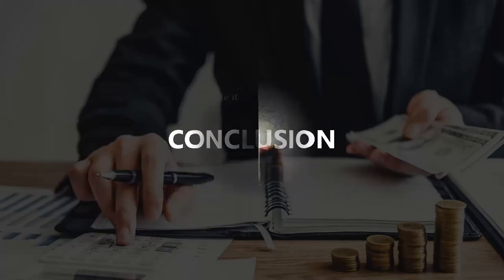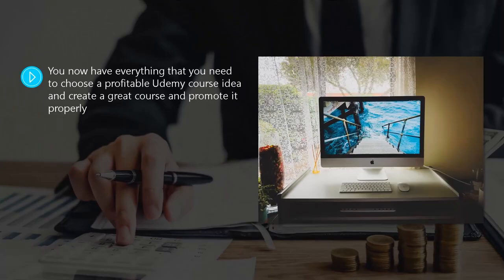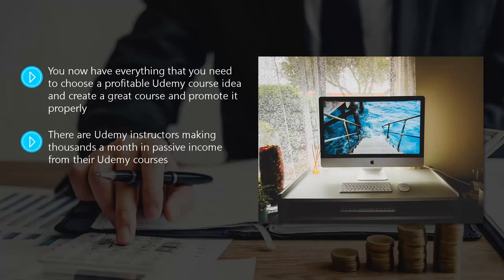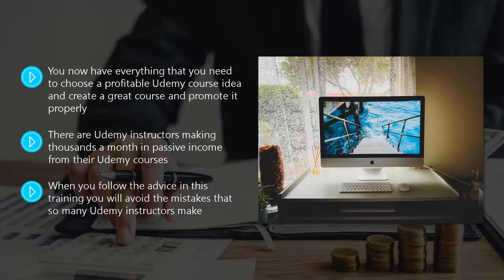Conclusion. You now have everything that you need to choose a profitable Udemy course idea and create a great course and promote it properly. You will need to invest in a good quality microphone and HD webcam if you don't have them, but these are available for very reasonable prices these days. There are Udemy instructors making thousands a month in passive income from their Udemy courses. There's no reason why you cannot join them. You just need to take action with what you have learned and set up the right promotional structure to sell huge numbers of courses. When you follow the advice in this training, you will avoid the mistakes that so many Udemy instructors make. As long as your courses are good quality and deliver what the students want, then there will be no stopping you.